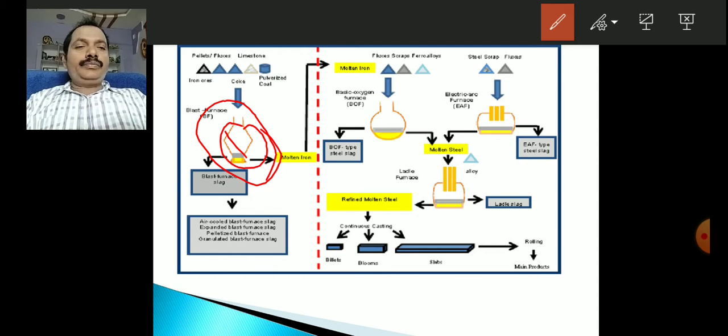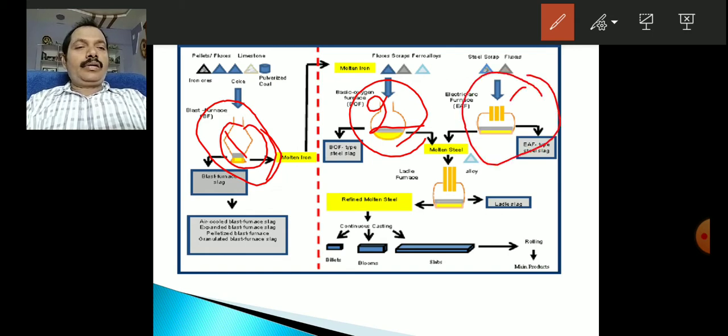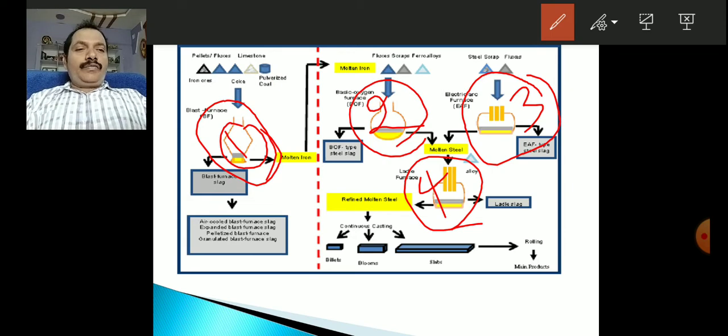Number 2, this is the basic oxygen furnace number 2. Number 3, electric arc furnace. Number 4, ladle furnace. So a total of 4 furnaces are shown in this diagram.